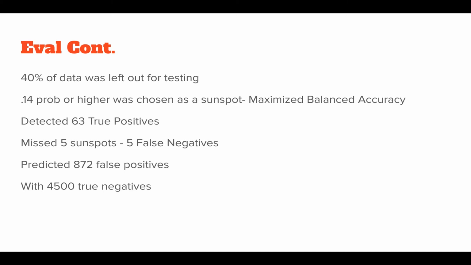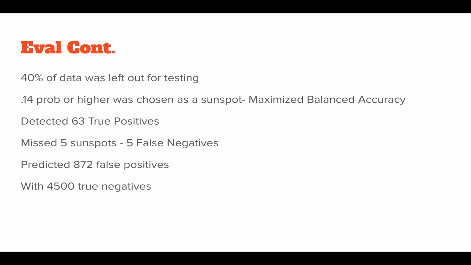We used 40% of the data, left out unseen, for the testing. We ended up using a threshold of 0.14 probability or higher to choose it as a sunspot. So if the model predicted 0.14 or 0.15 probability that this was a sunspot, then we said yes, we're going to label it as predicted as a sunspot.